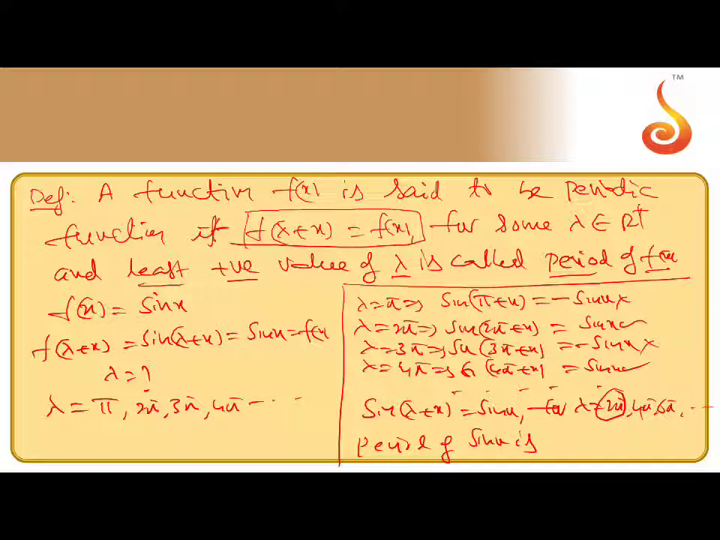Among them, what is the smallest value? 2 pi. So that means the period of sin x is 2 pi. In a similar manner, you can find the period of cos x, tan x, secant x, cosecant x, all trigonometric functions.